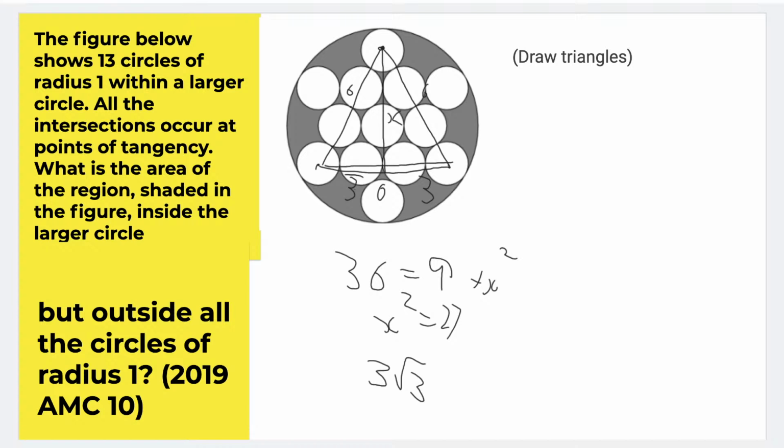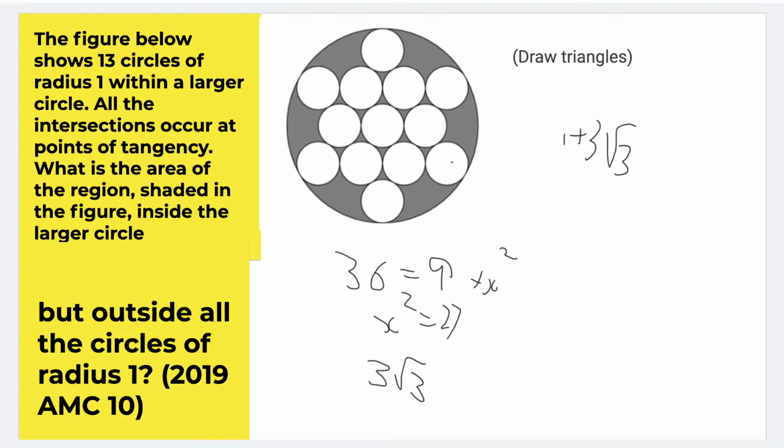Now we're going to use that information to try to find the entire height. So we also know this length. This is just 1, the radius, so it's 1 plus 3 square root of 3. Now we need more triangles, and then, as I said, you connect more centers. I'm going to show you what I mean.